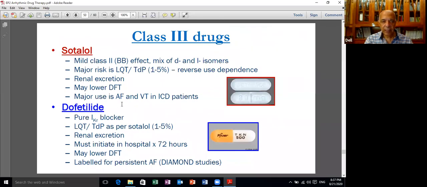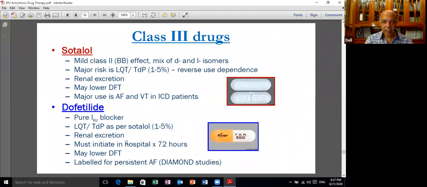Class 3 drugs, we have sotalol. It's renally excreted. It decreases the defibrillation threshold. Its major use is in the reversion to sinus rhythm of patients with atrial fibrillation, but it's also used to block the occurrence of ventricular tachycardia in patients who have an ICD.